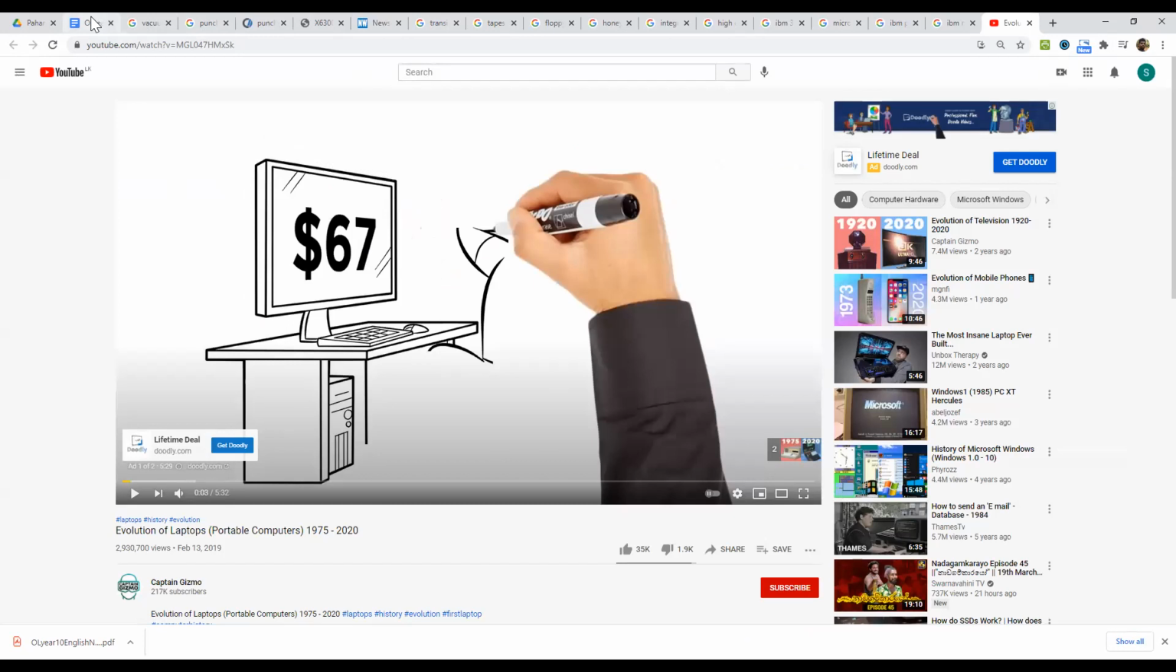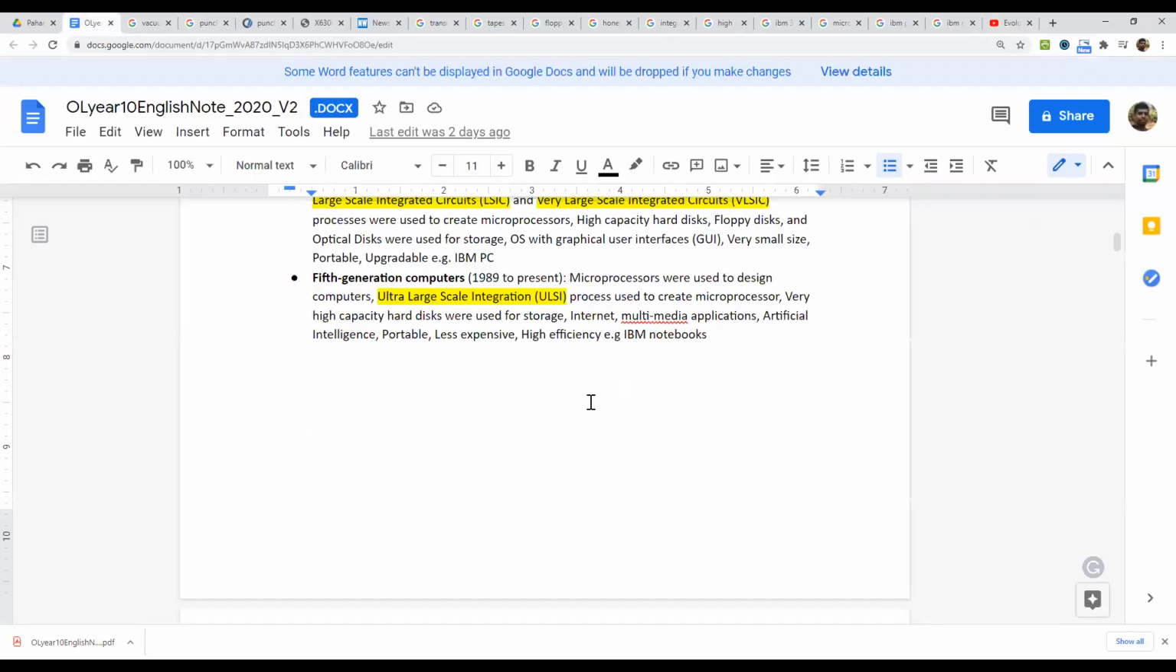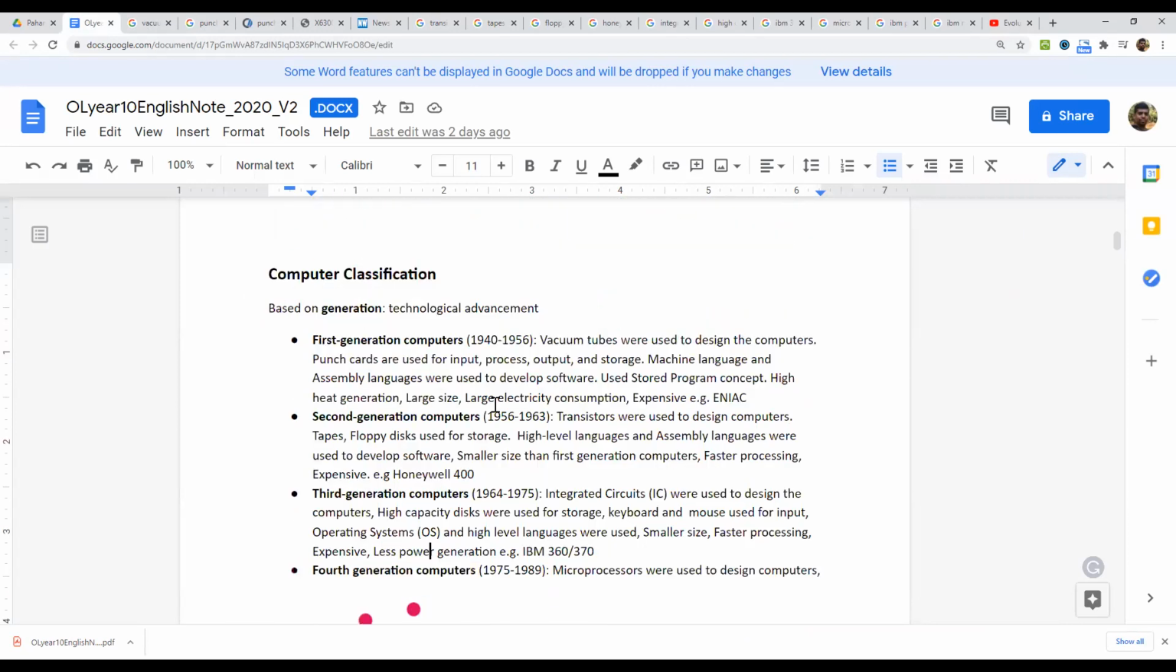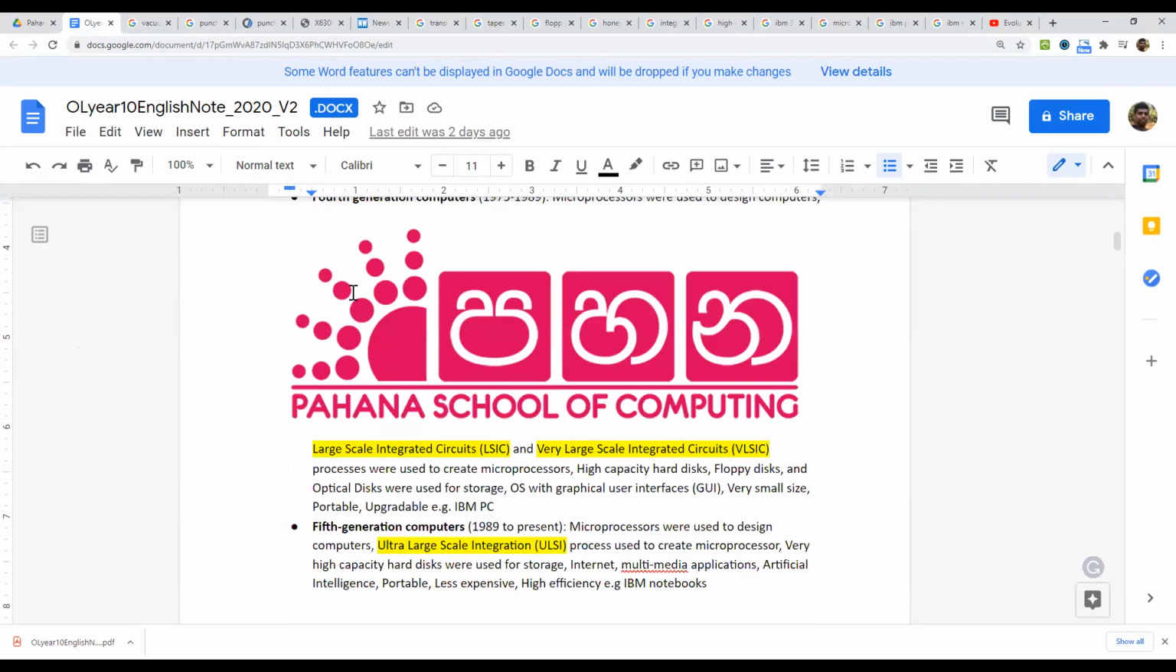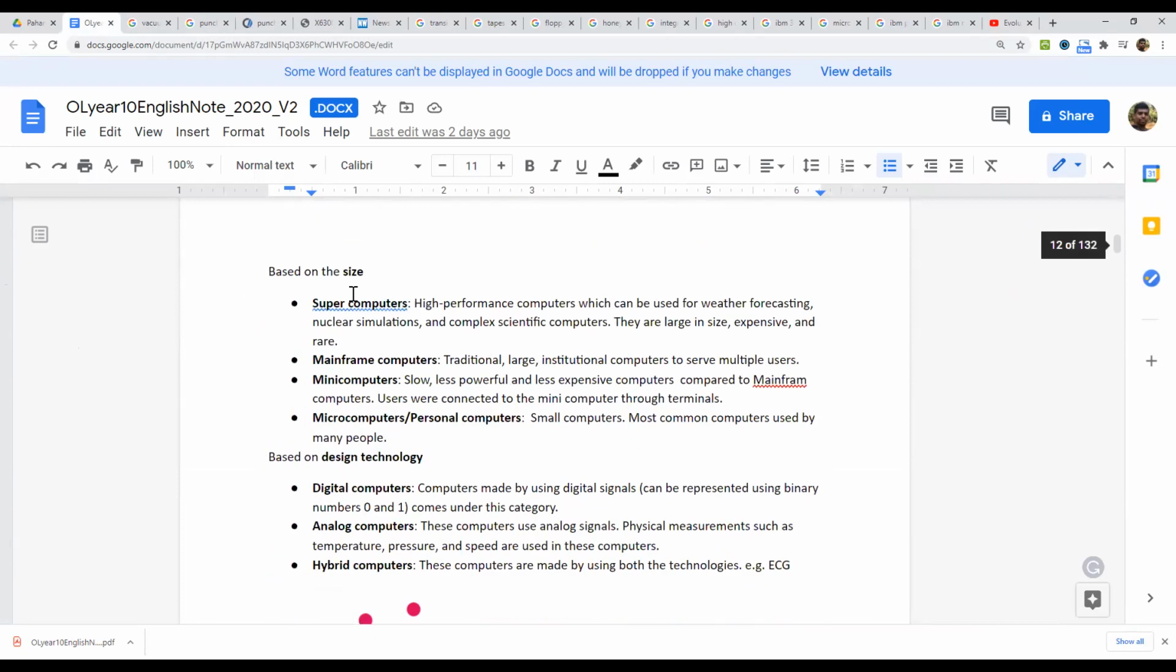Okay, so what we were discussing is how computers were changed over the years, and then particularly we have seen how notebooks were changed over the years. So that's about how we could classify computers in one way. Likewise, there are many ways that you can actually classify computers.